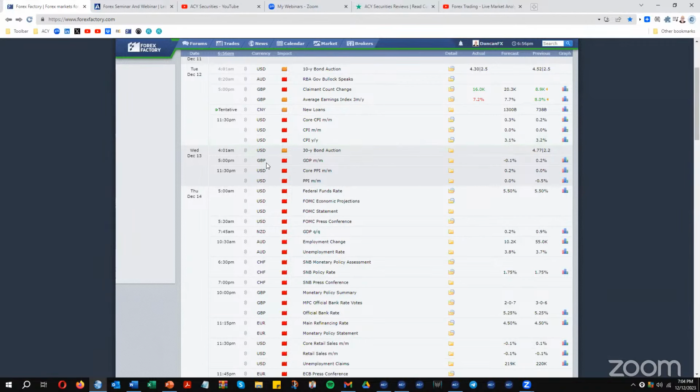Tomorrow, 5 p.m., we have the pound GDP figures. And we also have the 11:30 p.m. my time, the PPI figures, more inflation figures for the US. Expecting a fraction of an uptick there. So CPI, we're expecting same month on month. Core CPI fractionally upticking, year on year fractionally down ticking. And then 5 in the morning on Thursday, we've got the interest rate decision, expecting no change there.